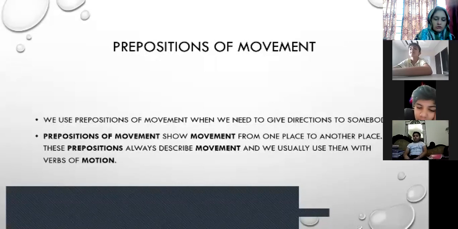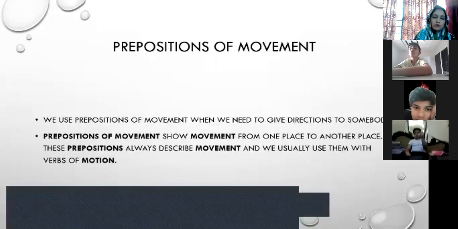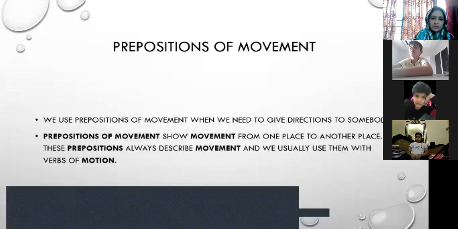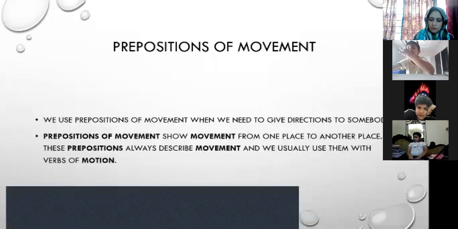Along. These are the different prepositions of movement which you will be using by telling the other person where you're living. So prepositions of movement show movement from one place to another place. When the movement is being done, that means we have to use the preposition of movement there. These prepositions always describe movement, and we usually use them with verbs of motion. Motion means movement, because it actually explains the movement. So that's why we use the prepositions of movement to tell somebody, or if we move from one place to another place.